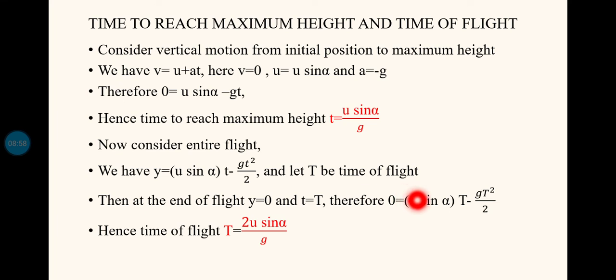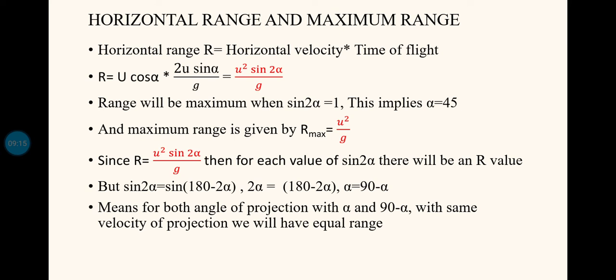Therefore 0 equal to u sin alpha into, instead of this t I am substituting time of flight capital T, into t minus g t square by 2. From this equation you will get T is equal to 2u sin alpha by g. That is the fundamental equation to calculate the time of flight. Using this equation we can directly calculate the time of flight.